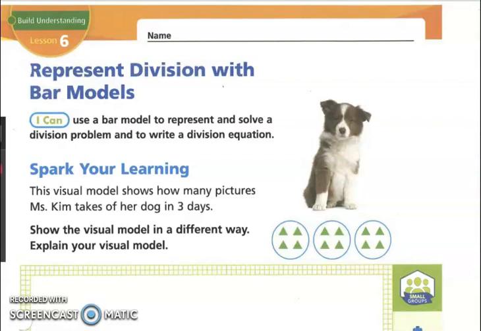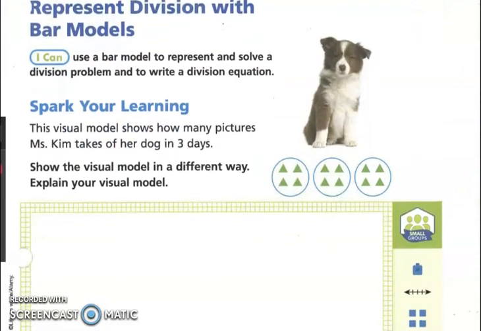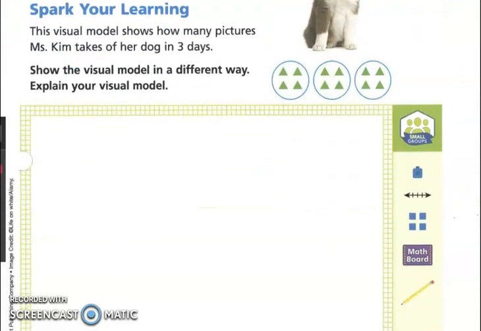Yeah. We've made division when they gave us the groups and we had to find the number in the groups. We've done division where they gave us the number in the group and we had to figure out the number of groups, right? Okay, so it says this visual model shows how many pictures Miss Kim takes of her dog in 3 days. Show the visual model in a different way. Explain. Now they want us to use a bar model.